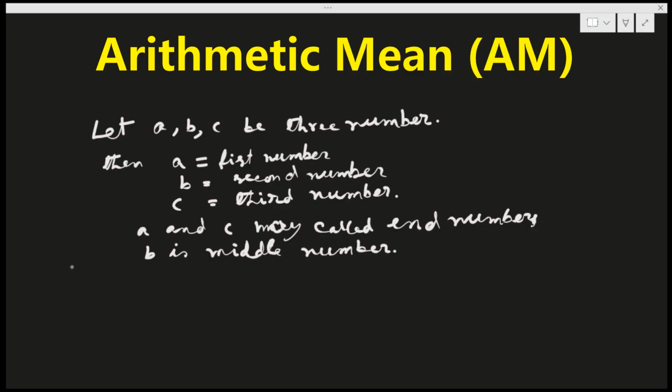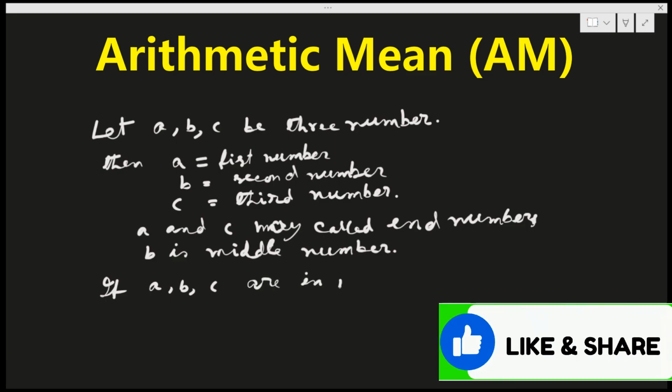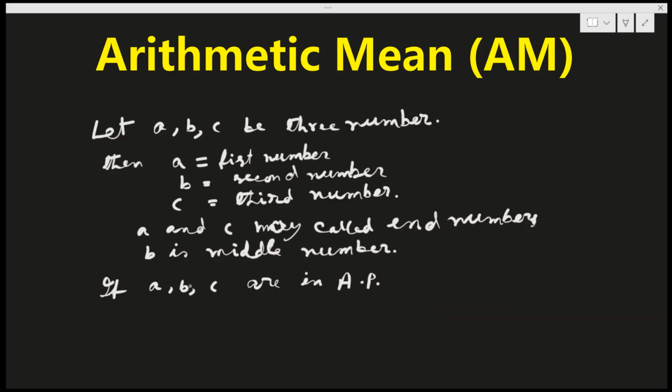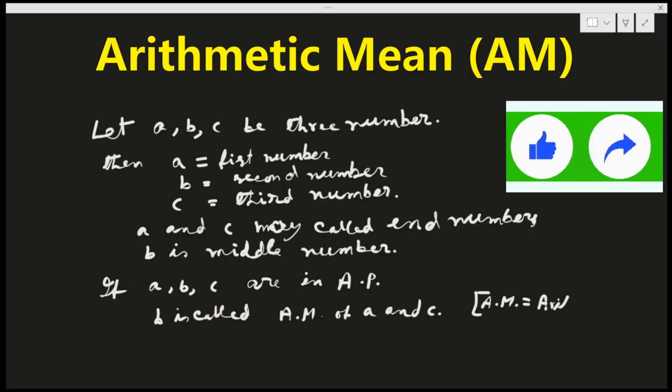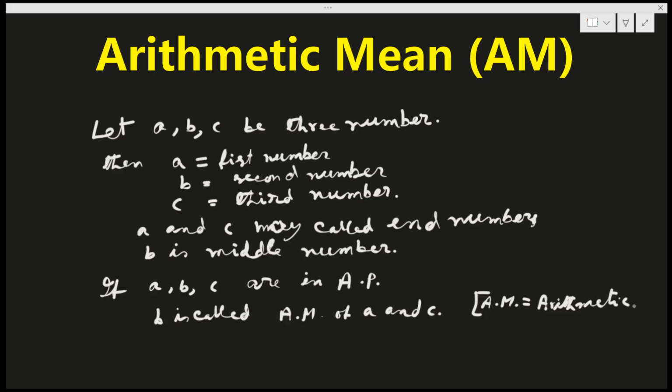See, if A, B, C are in AP, meaning addition, then B is called the addition of A and C. In this case, we have called the second number, or middle number, the arithmetic mean, simply AM. The meaning of AM is arithmetic mean.